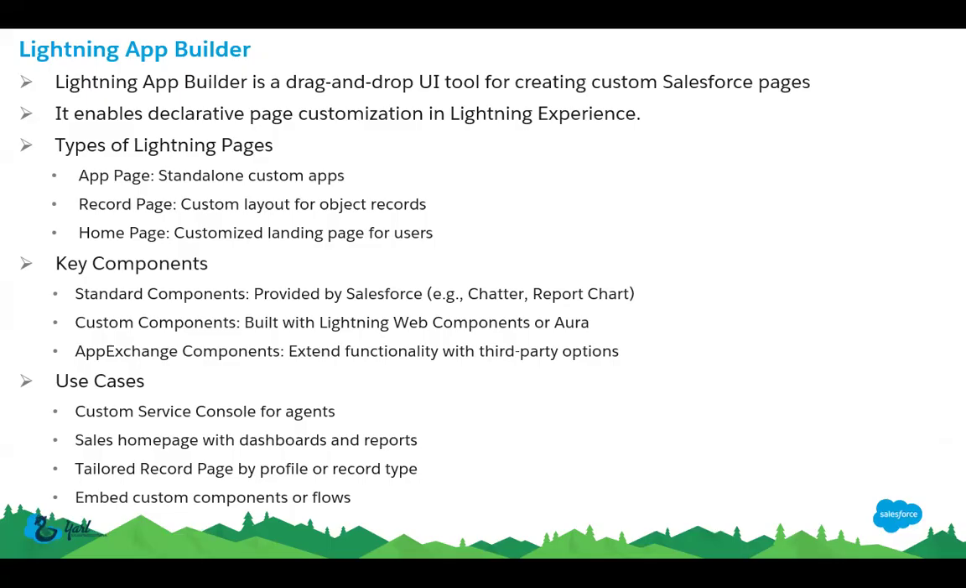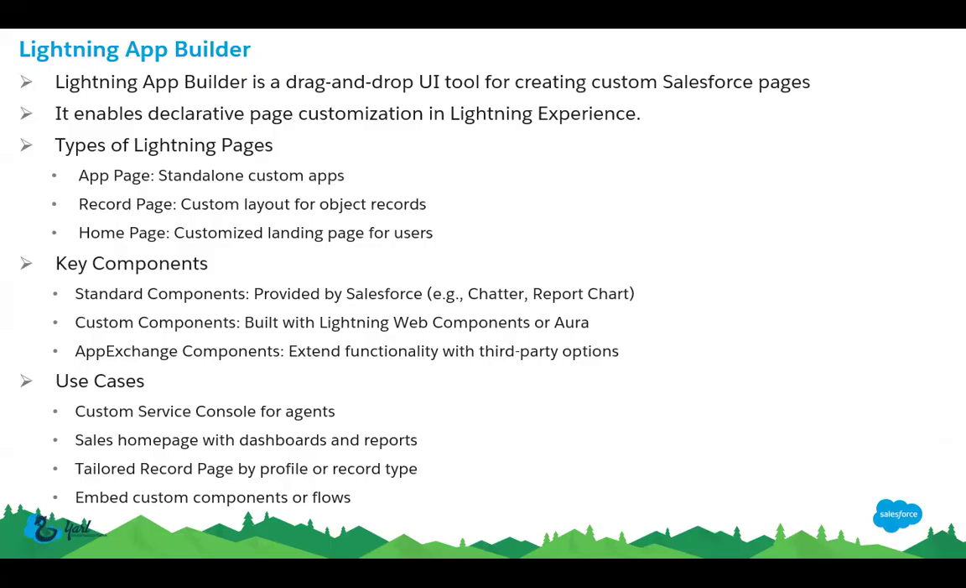The second one is record page. Custom layout for object records. So let's say you want to create a record page for your phones or contacts or student object. Then you will be creating a record page. Previously we used page layouts. That's one way. Record page is another way, to show the record details in the UI.